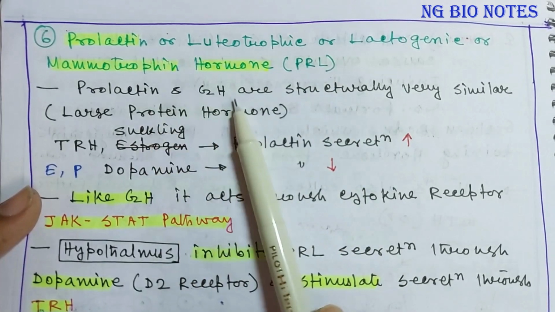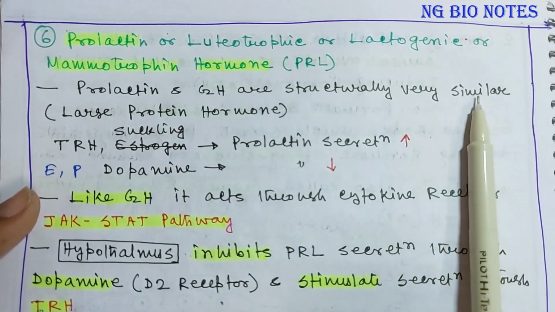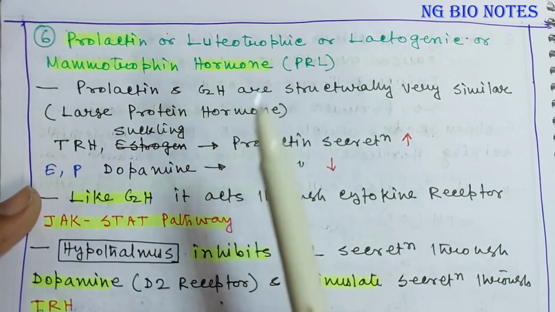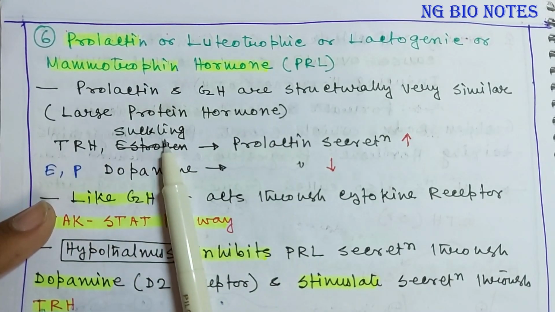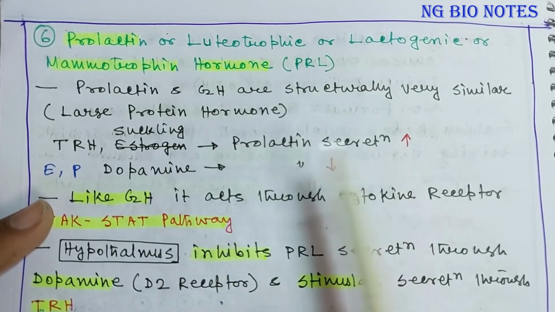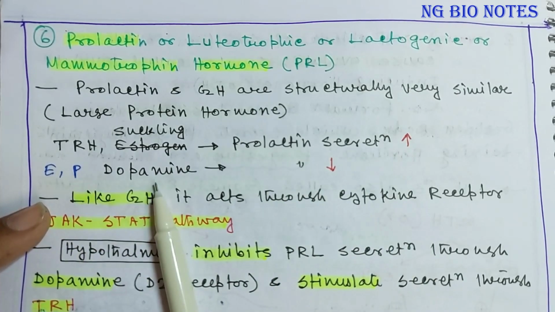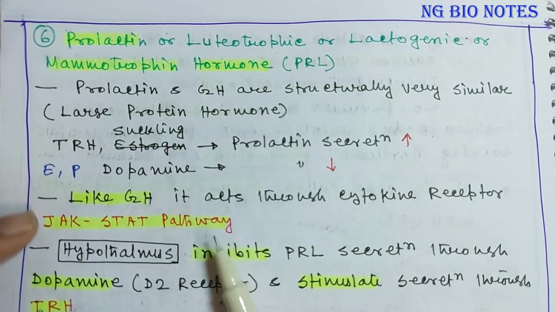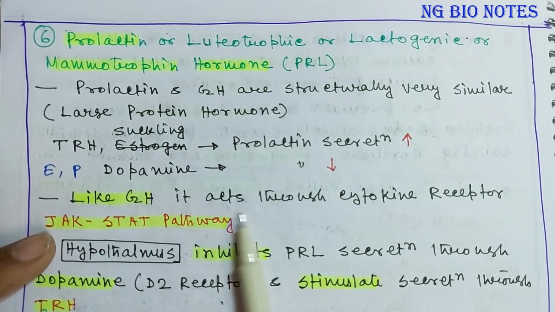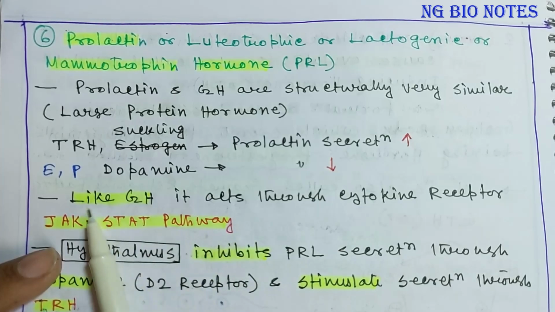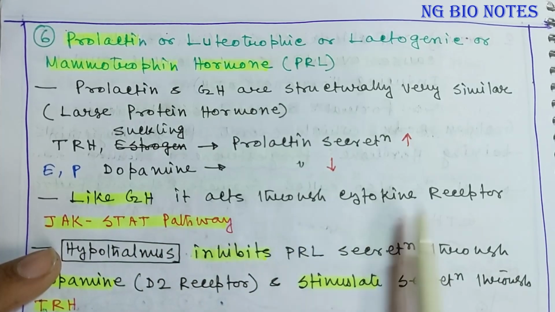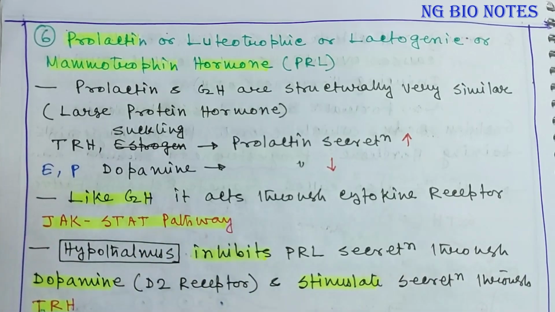Prolactin and growth hormone are structurally very similar. They are both large protein hormones. Thyrotropin releasing hormone and suckling increase prolactin secretion, but estrogen, progesterone and dopamine decrease prolactin secretion. Like growth hormone, it acts through a cytokine receptor, that means it acts via the JAK-STAT pathway.